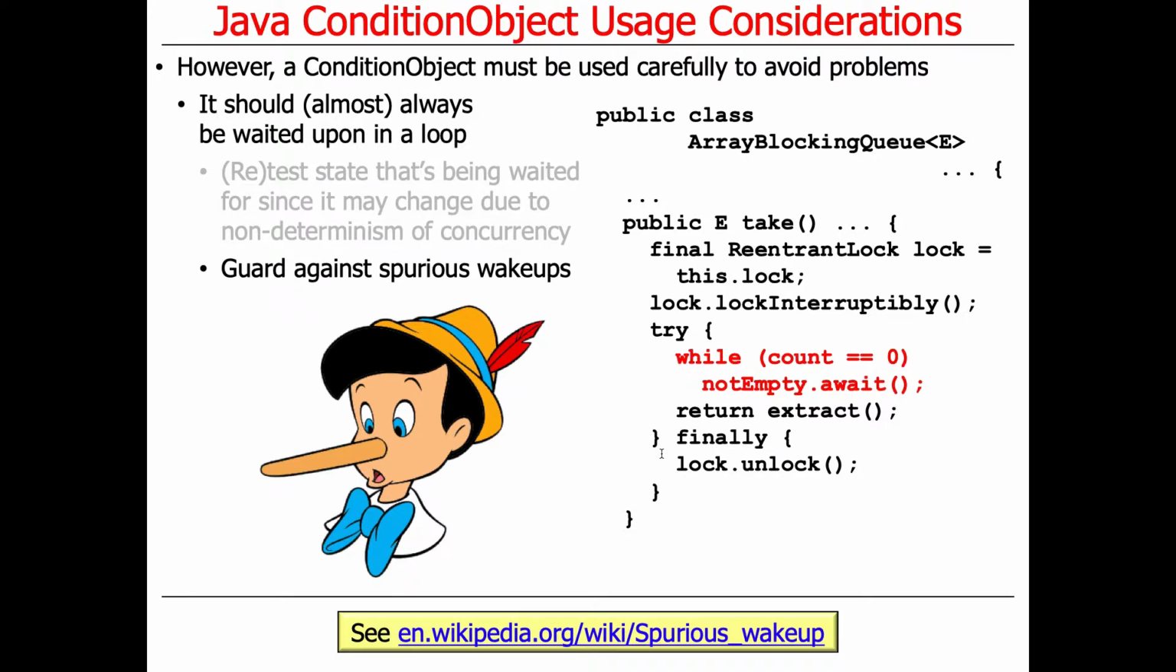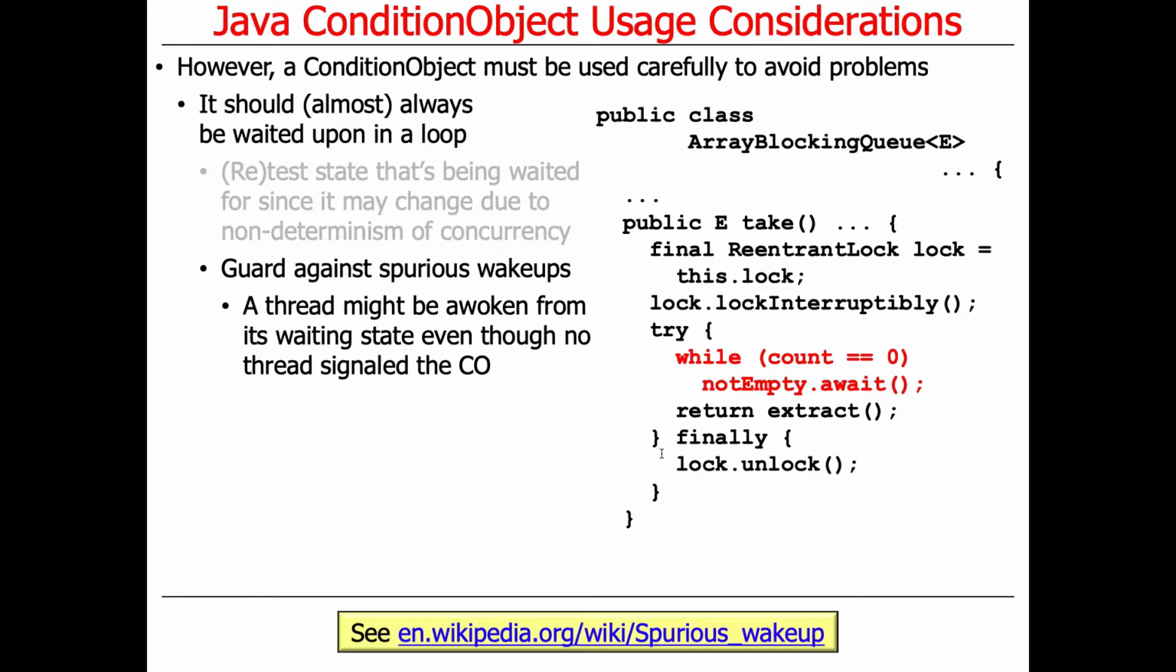This also guards against something called spurious wake-ups, which is an incredibly esoteric thing that has to do with the design of multi-threaded operating systems on multi-core and multi-processor hardware, where nobody actually signaled something, yet a signal occurs anyway and somebody wakes up. Very weird. It's kind of like the system is lying to you. That's why we have Pinocchio. You can read about it here. It's very esoteric.